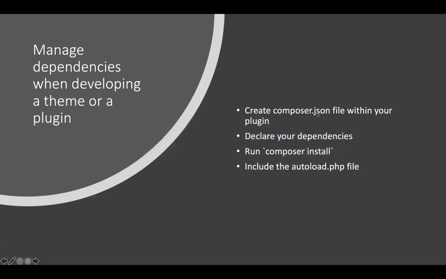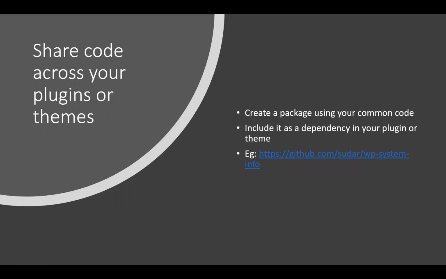Yeah, so as I said, just create a composer.json file inside the plugin. We have to declare the dependencies, and then we can run the composer install command and include the autoload.php file. So once we have done these steps, we would actually be able to use those third-party libraries in our code base. Okay. So the next is sharing code across our plugins or across our themes.